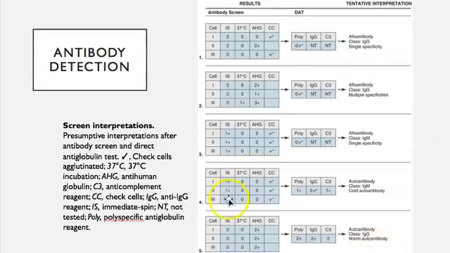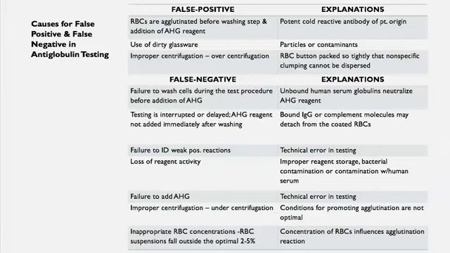And a lot of times you'll have reactivity in every single cell in the case of autoantibodies. So you have to pay attention because this one's positive in every single cell, but our DAT is negative. So that's what tells us that it can't be an autoantibody. So this is just some examples of different reactions that you could get during your screening testing and how you would interpret those reactions. Okay, so some causes for false positive and false negatives in antiglobulin testing.